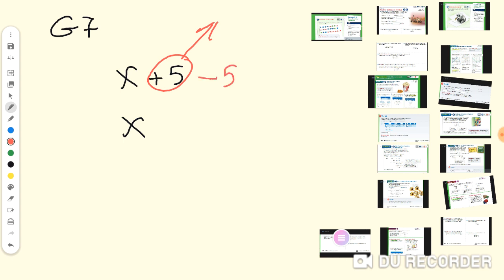If I want to take off 5 from the side of x, because I need x to be by itself, alone, I need to take off positive 5. What should we do? I will subtract 5. So 5 minus 5 will give me 0, and 0 plus x is x. So to get off the 5, I subtract it.